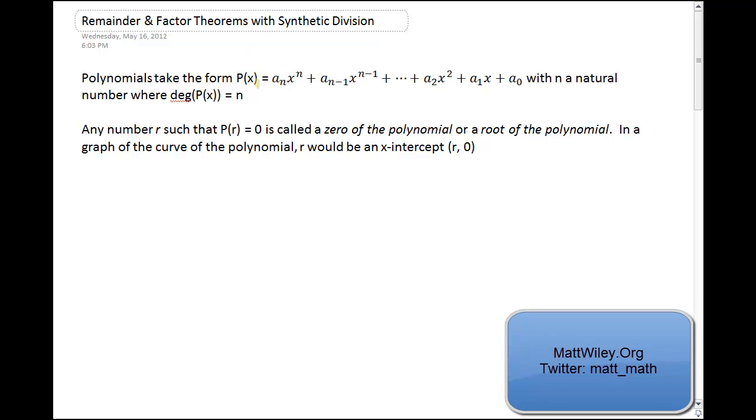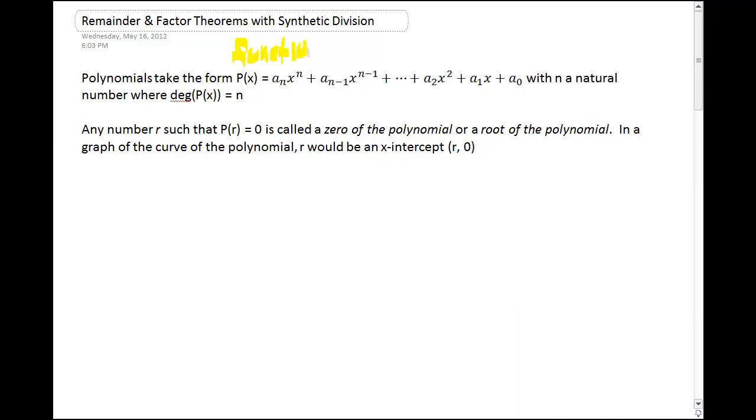Polynomials take the form p of x, which is going to be a function. And then they have coefficients. And then they have different powers of x. We say this is written in descending order. We define n to be a natural number, so that means it's a number like 0, 1, 2, 3, 4, 5. It's a whole number, and it's one of the ones that we can use to count.